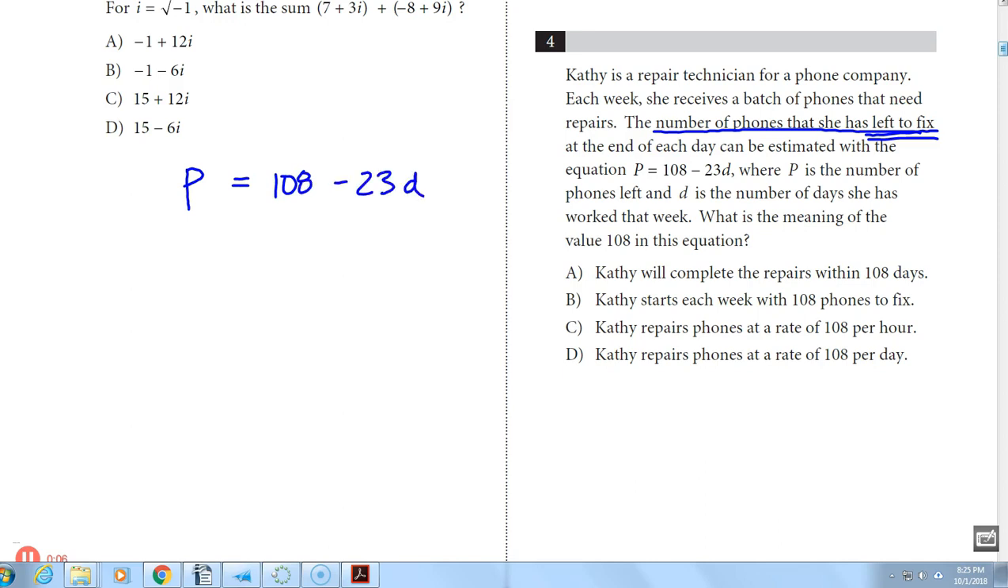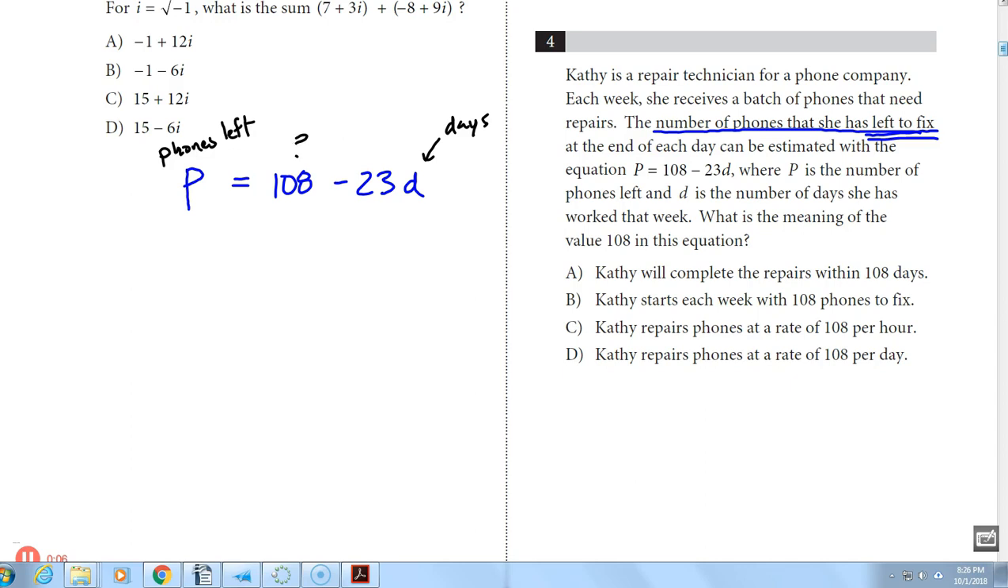And let's put what these things are. P represents the phones left, so that's how many are left to repair. And D is the number of days that she's been working on them. All right. And so what is the meaning of 108? So they're asking me, what does this 108 mean?